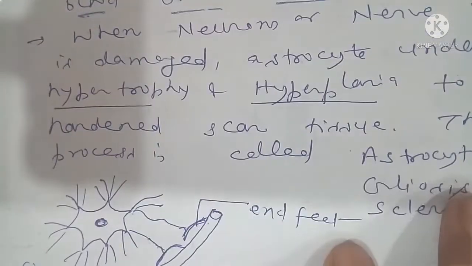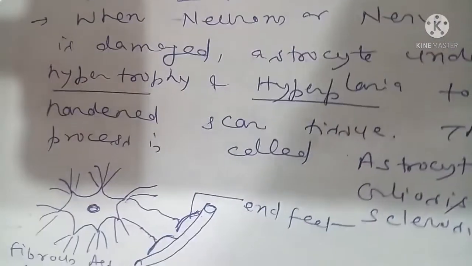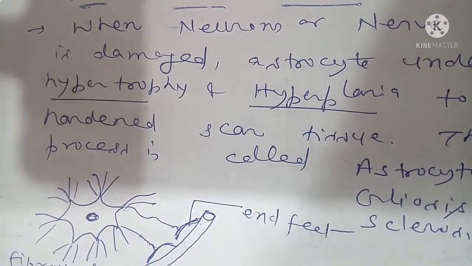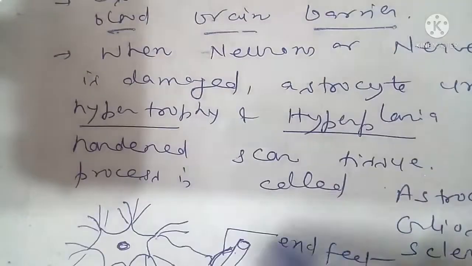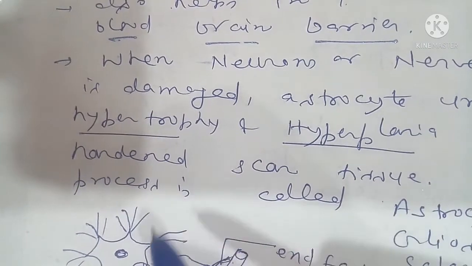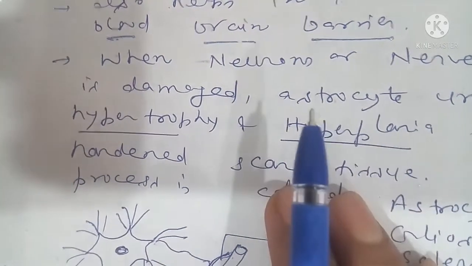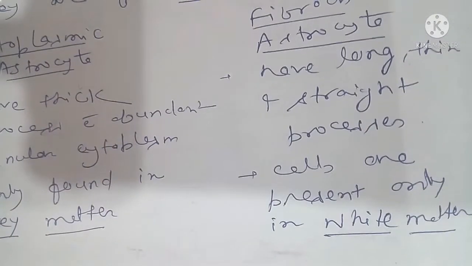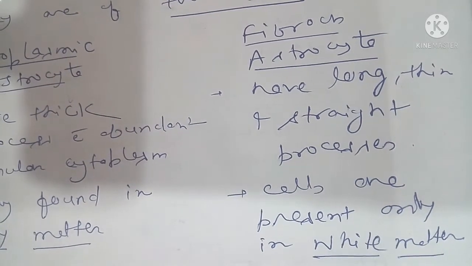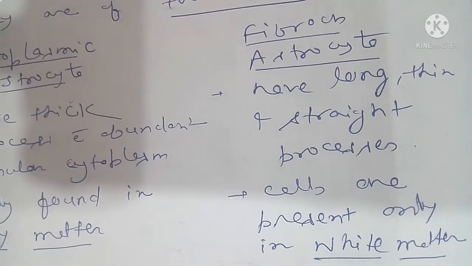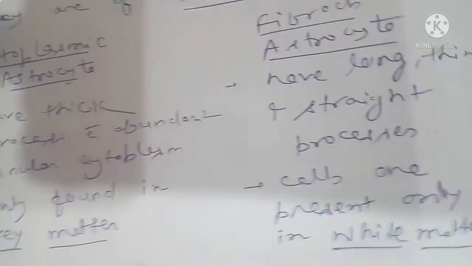This figure shows the fibrous astrocytes. They have long, thin and straight processes, and the cells are present only in the white matter. The protoplasmic astrocytes are present in the gray matter, and the fibrous astrocytes are present in the white matter. These are the differences between the protoplasmic astrocytes and the fibrous astrocytes.